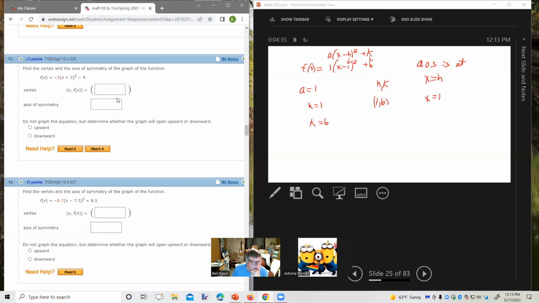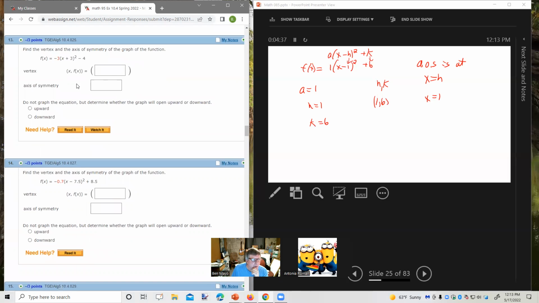Yes. Let's take a look at 13. What is h for this problem? Be careful. What is h? Inside, inverse, outside, obvious. What is h? How would you write x plus 3 as x minus, what would it be? X minus what?